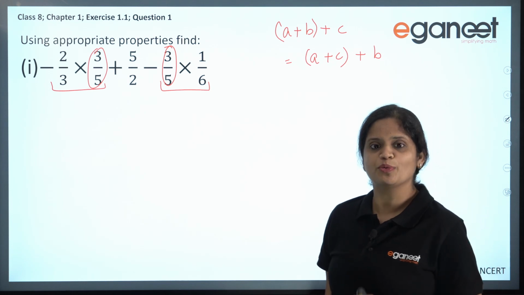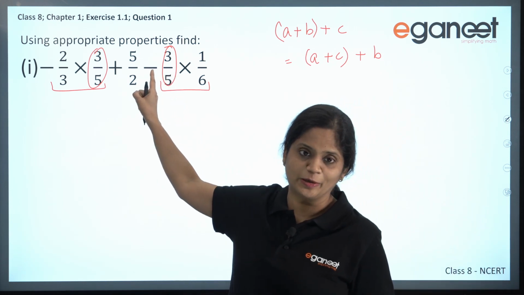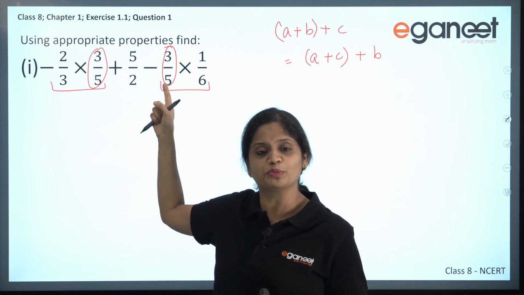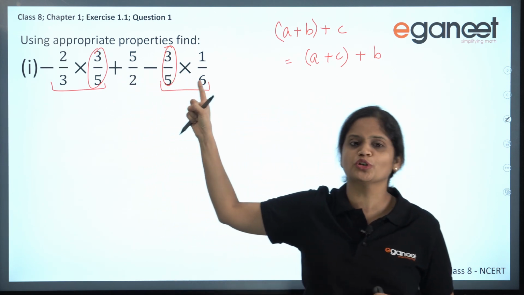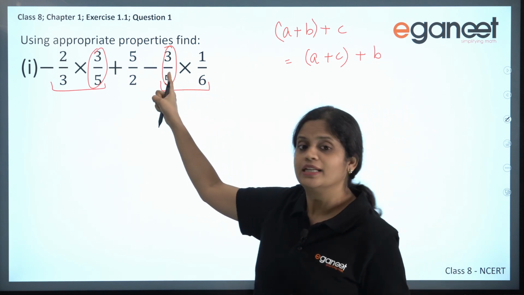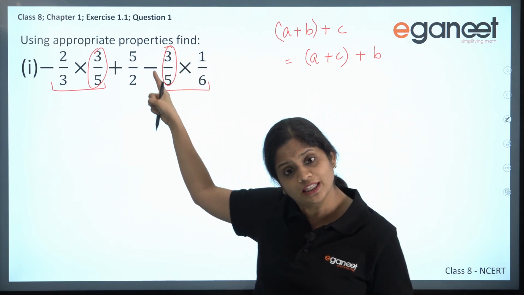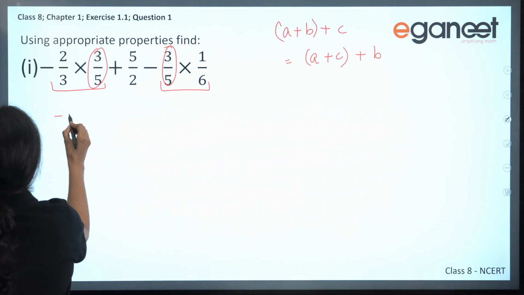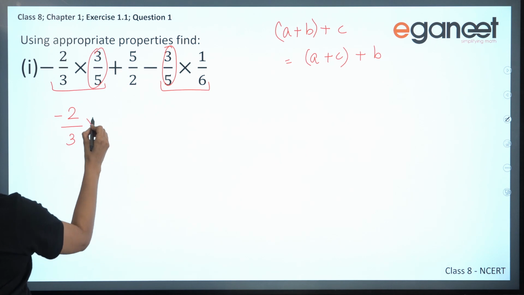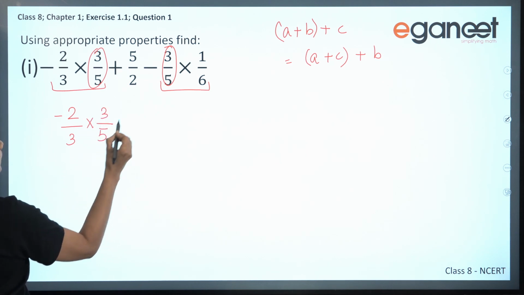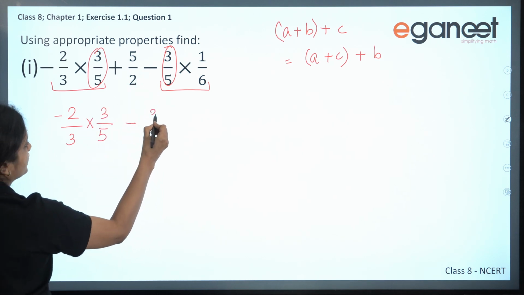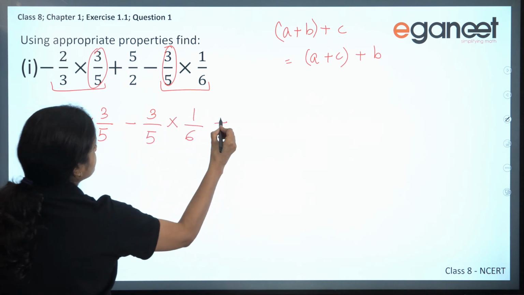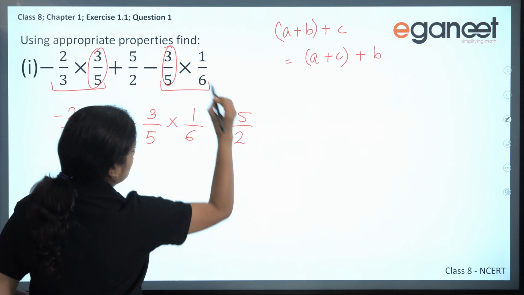Now the next problem here is the negative sign. Remember that this product is negative, and what did I say about a product? That it is one number. So this number is negative. So this negative sign goes with the number wherever it goes. So what happens next? Let's see. I will just write minus 2 by 3 multiplied with 3 by 5, and this minus sign will come over here, minus 3 by 5 into 1 by 6 plus 5 by 2.